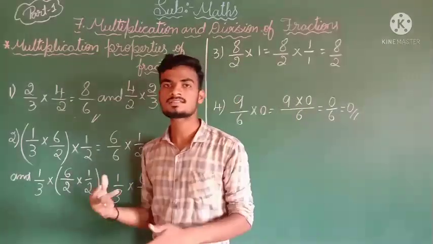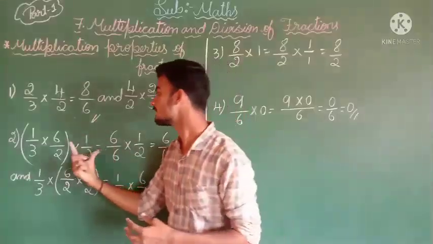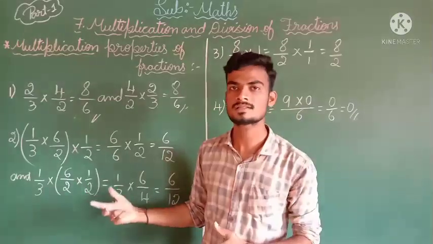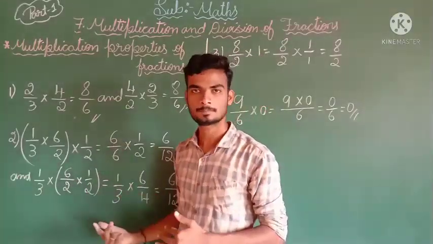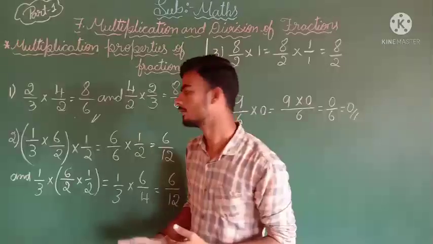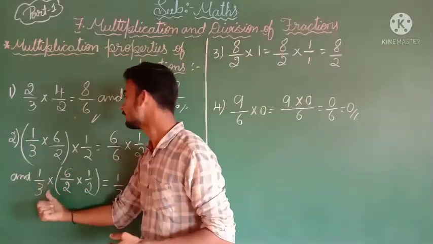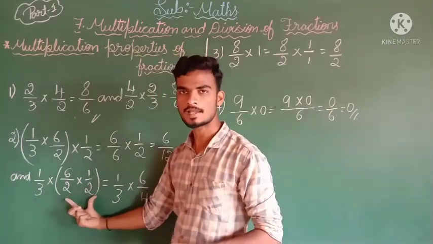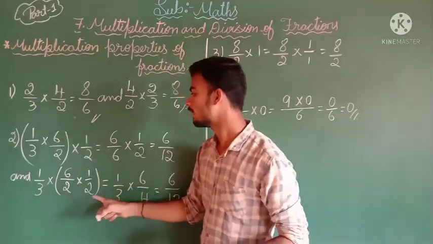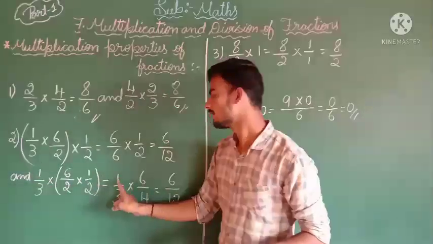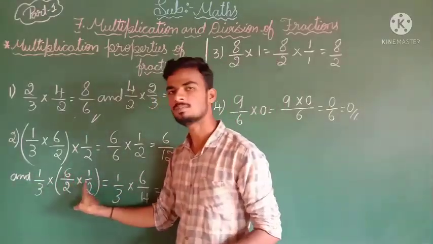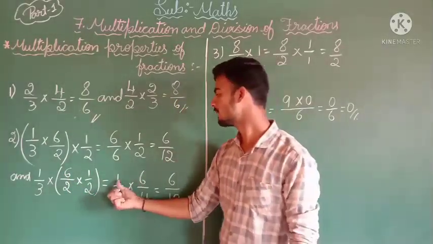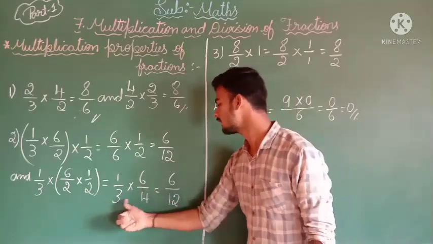Now let us change the group. Let us make a group for 6 by 2 into 1 by 2, and check if the product we got changes or not. So 1 by 3 into 6 by 2 into 1 by 2. See here, for these 2 fractions I have made one group. Then what product will we get? 1 by 3 you write as it is. Then you multiply this: 6 1s are 6, then 2 2s are 4. Now you multiply this: 1 6s are 6, then 3 4s are 12.